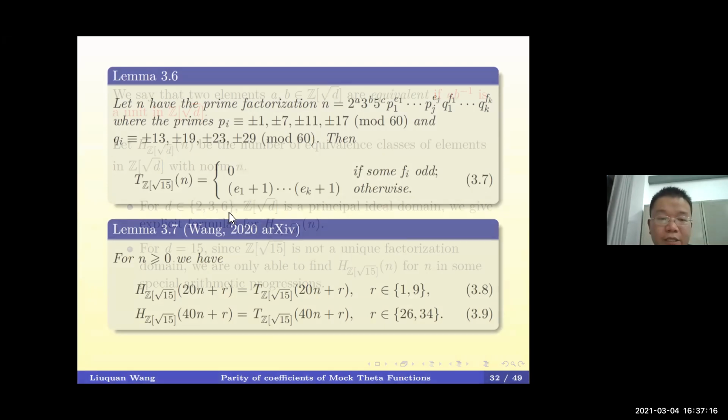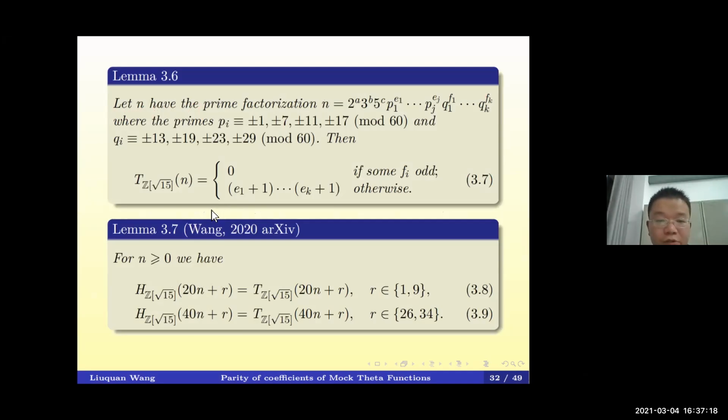So let's look at this special case, D equals 15. First, we can use the previous formula on T of n to give such kind of formulas. This formula follows from the previous lemma, because we know T of n is the sum of the chi function, and we can use the multiplicity of chi to derive this formula.